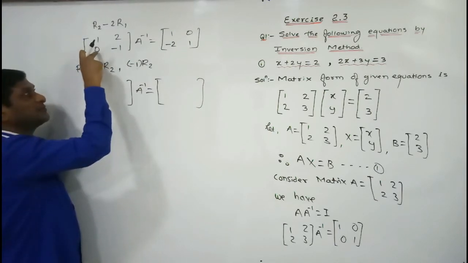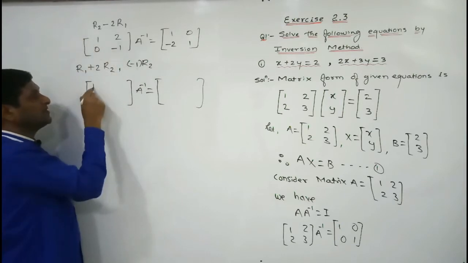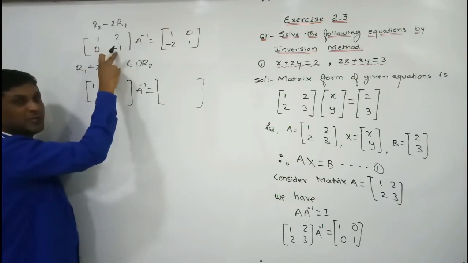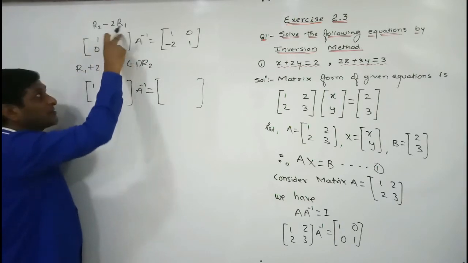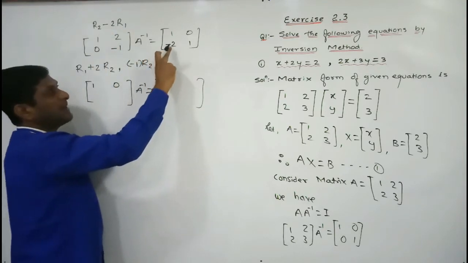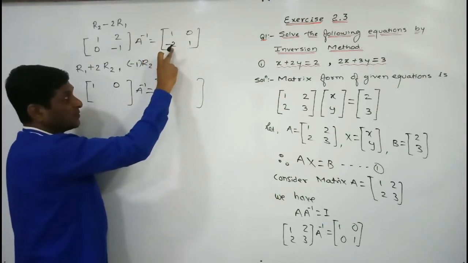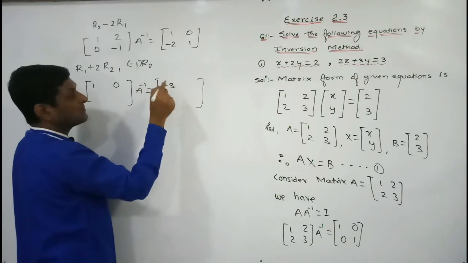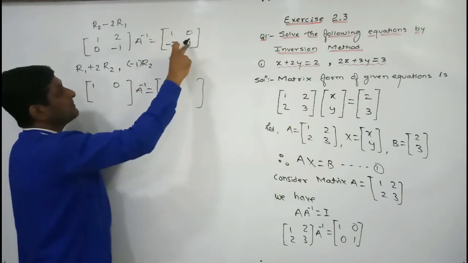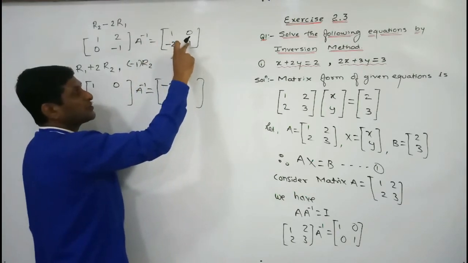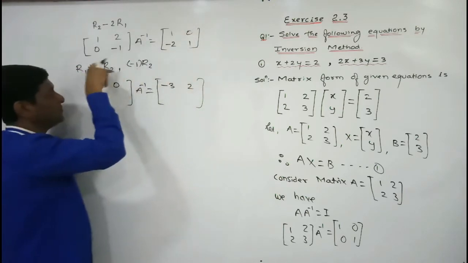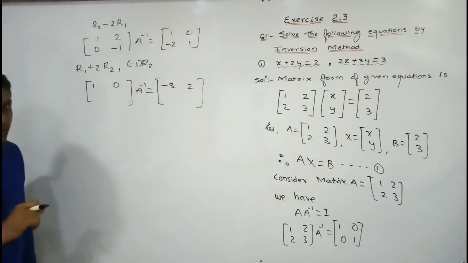Multiply R2 by 2, 2 into 0 is 0, 0 plus 1 is 1. Multiply by 2, 2 into minus 1 is minus 2, minus 2 plus 2 is 0. Multiply by 2, here we will get minus 4 plus 1 is minus 3. Then multiply by 2, 2 into 1 is 2, 2 plus 0 is 2. In this way, we have performed this operation on the elements of R1.